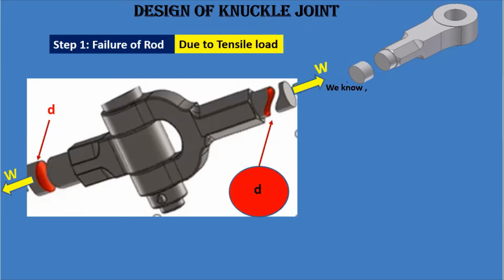Now in this case, we apply a load W on both the ends, and D is, suppose, the diameter of the rod. We have seen in the previous slide, we are considering the diameter of the rod to be D. And here, when you pull it, the failure occurs.